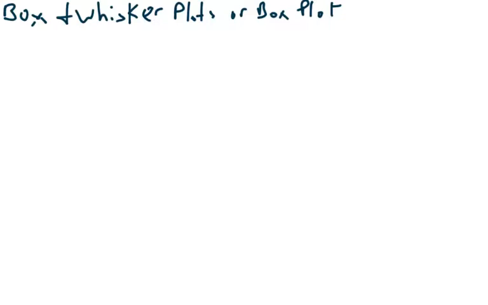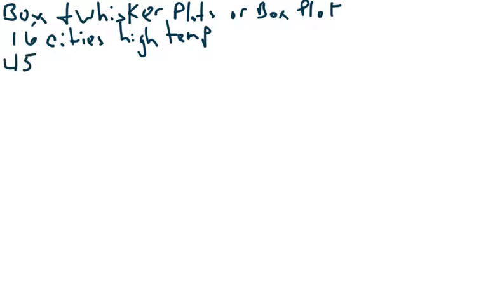So for this graph, I took 16 cities and I recorded the high temperature. I just kind of picked a day and recorded it. Now, normally your first step would be to put them in order. For time constraints, I know you know how to put numbers in order.